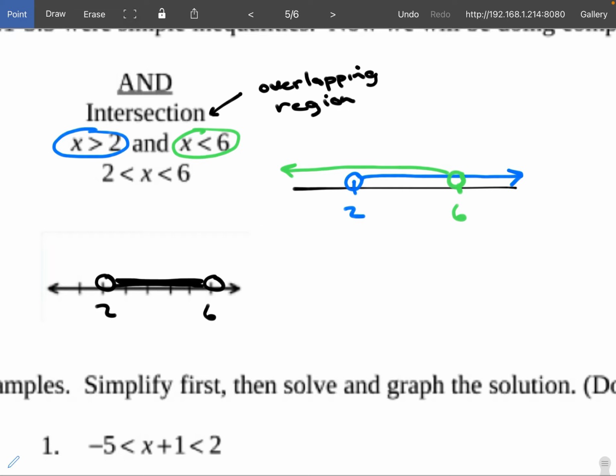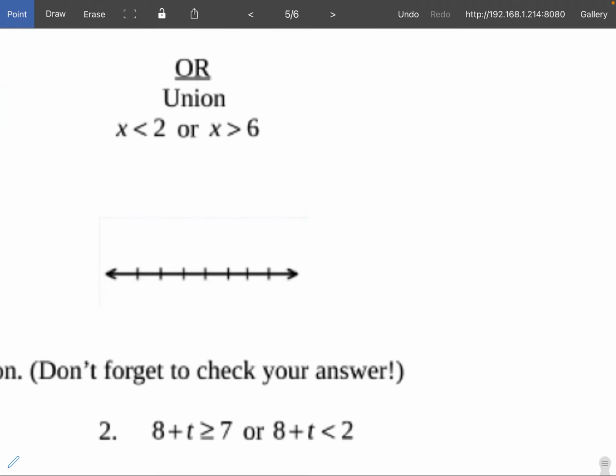So it's kind of like you take this graph right here, and you only graph the part that's double shaded. The double shaded part would be in between here, right? So really that statement right there, I'll get into it more. That's like a between statement. It's all the x's between 2 and 6.